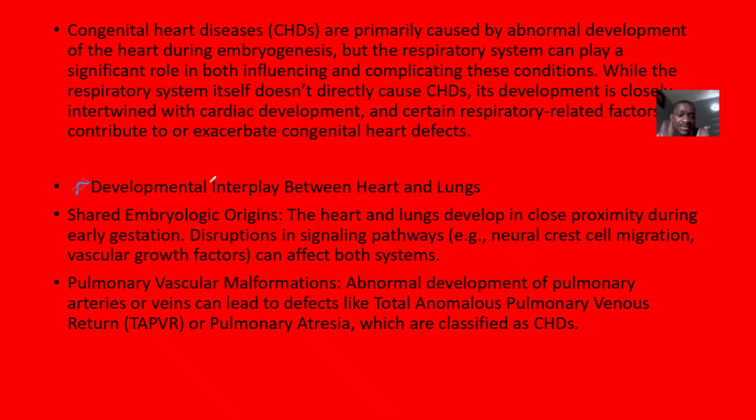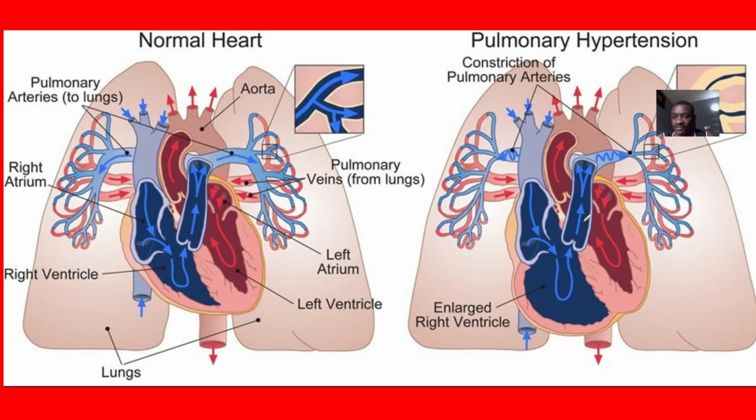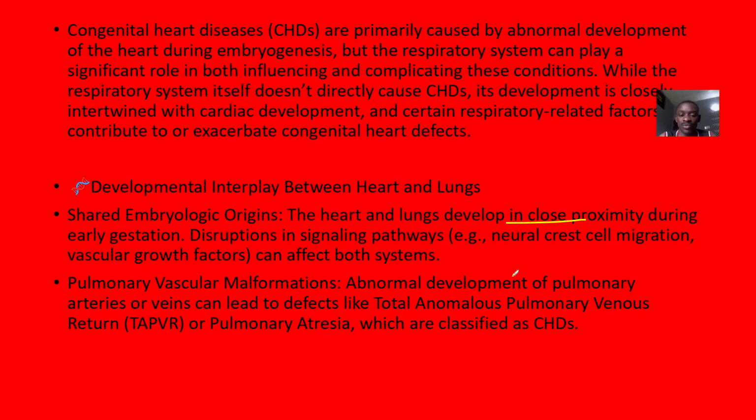So, developmental interplay between heart and lungs. Shared embryological origin: the heart and lungs develop in close proximity during early gestation. Any disruption in the signal pathways, like all those neural crest migrations, can affect both systems. Okay. Pulmonary vascular malformation: abnormal development of any blood vessel that links to what? The lungs. Okay.